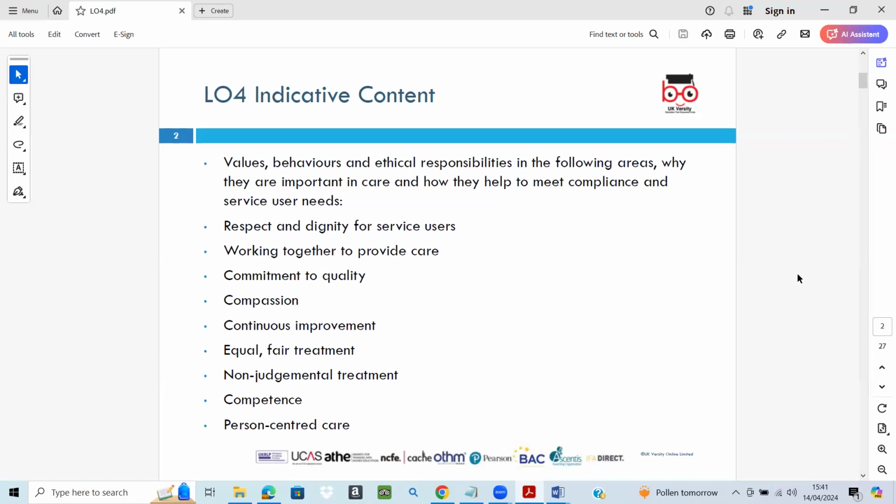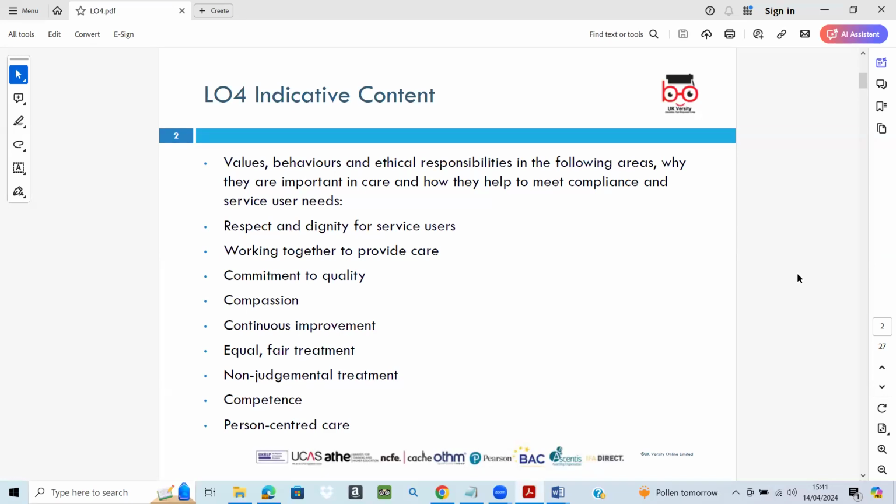So I always like to emphasize person-centered care because as a health and social care worker, we are always bound to the person-centered approach or care. So, person-centered care means that the care plans and activities are tailored to the individual needs and preferences of the service user. This respects their autonomy and enhances their quality of life, aligning care with their personal values and needs.